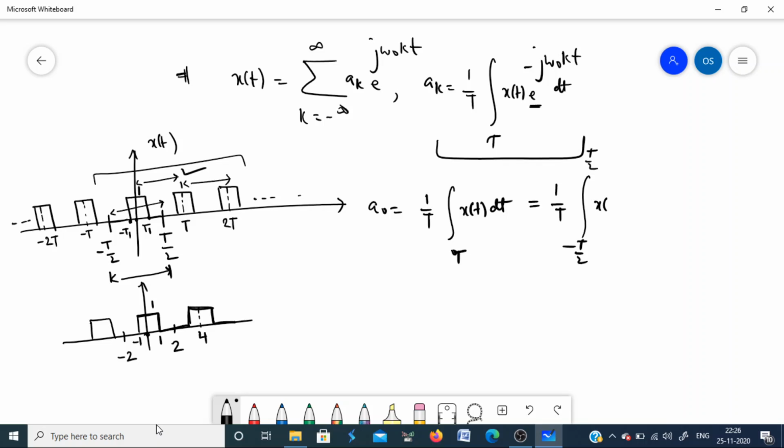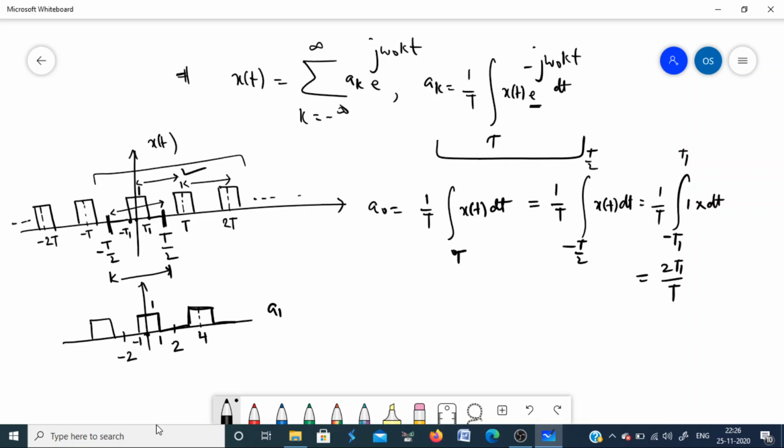xt dt. You will see that between minus T by 2 and T by 2, the function is non-zero only between minus T1 and T1. It is 1 there, otherwise it is 0. So this integration goes from minus T1 to plus T1, and xt is 1 over this time. So it becomes simply 2T1 by T. That is a naught, the constant term.